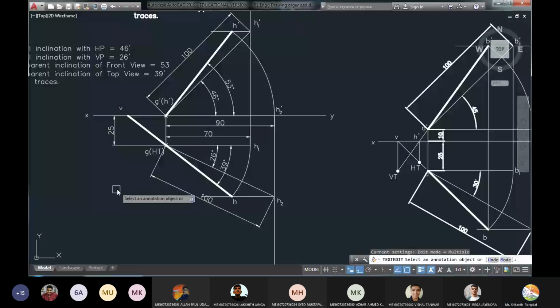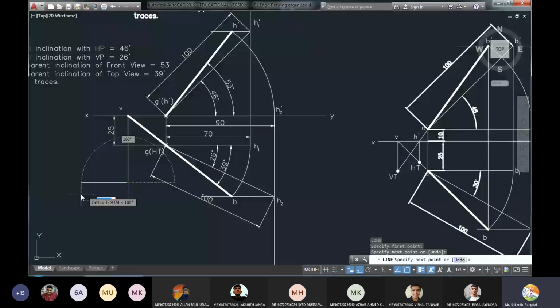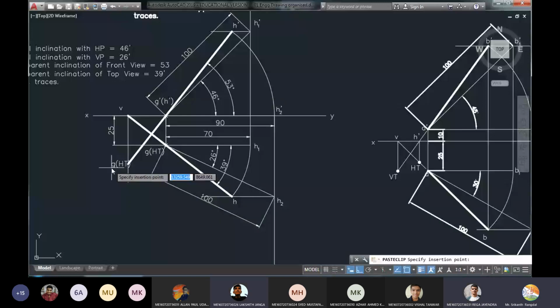Now from V, we have to draw a vertical line, and then we have to extend the final front view. So I'll take a line again from this point V, extending this vertical line. Now I have to extend XY, double enter. I have to extend this line till it intersects. Now what is this intersection point? Vertical trace, VT.